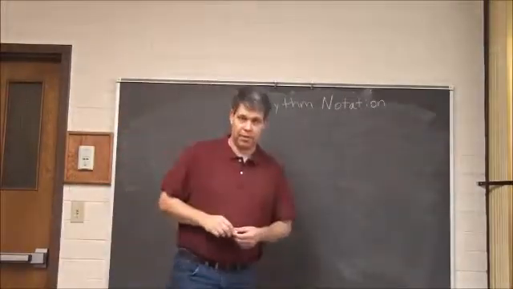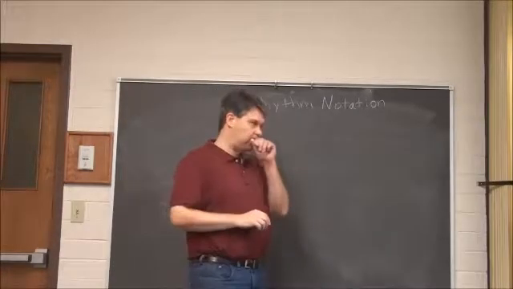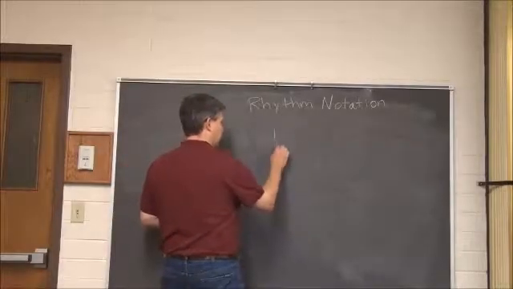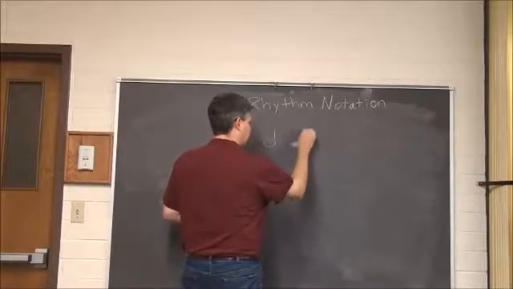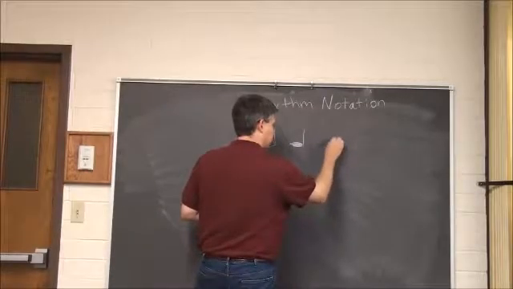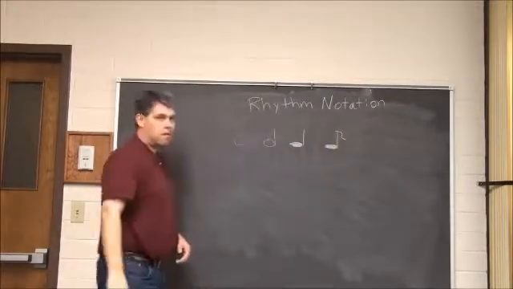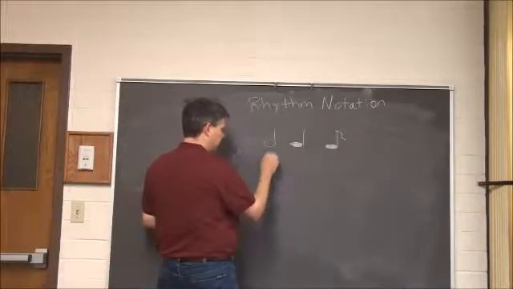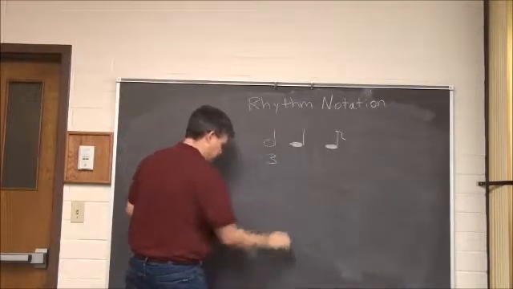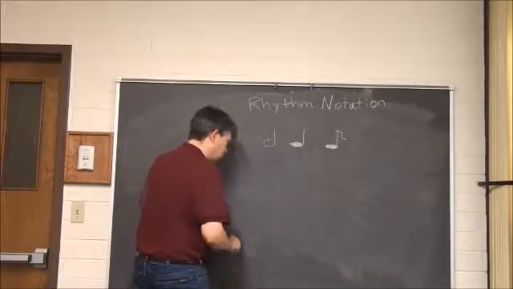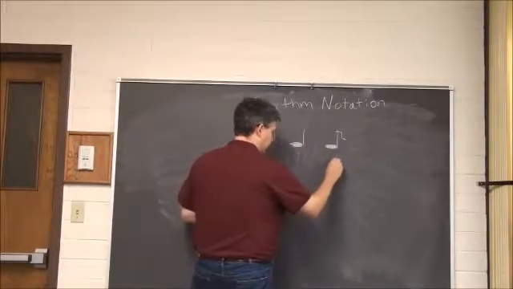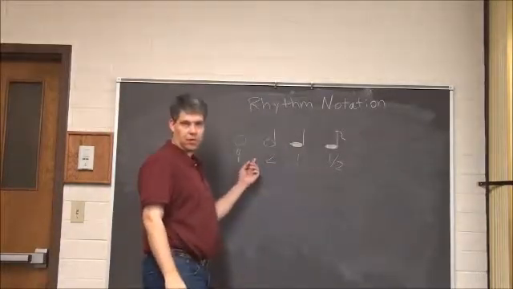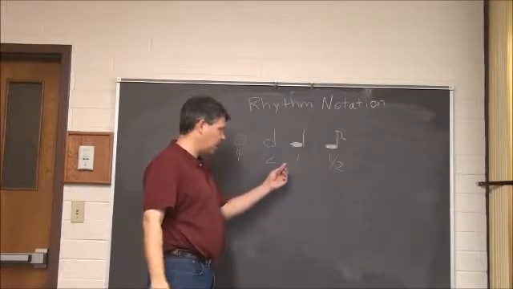Okay, there's one more thing we've got to do with rhythm notation. We've learned the values of our notes. We have our whole note, our half note, our quarter note, and our eighth note. The last thing we need to do is, if I say this has 4 beats and this has 3, this has 2 beats, this has 1 and this has a half, what about the spaces in between here? What if I need a note that's 3 beats? What if I need a note that's 1.5 beats?